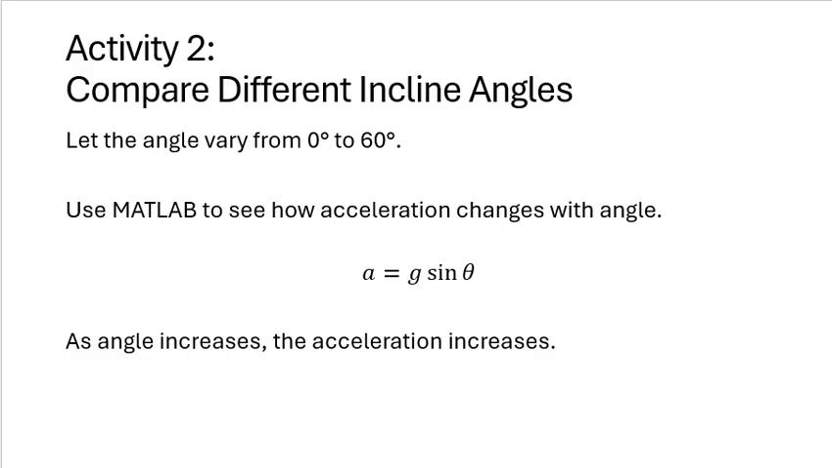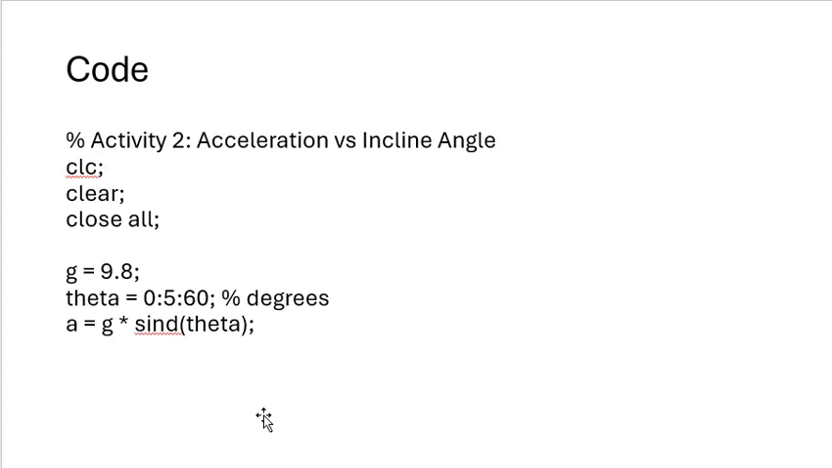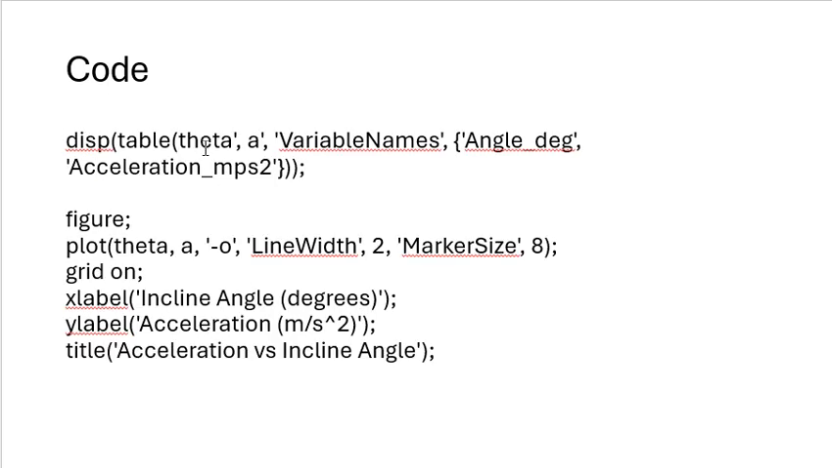Then move on to activity 2. Your angle, we're going to change from 0 to 60. It varies, so you're looking at a range. So we start coding again. And here it is a range going 0 to 60 with a 5 unit increment. And of course we calculate the same equation.